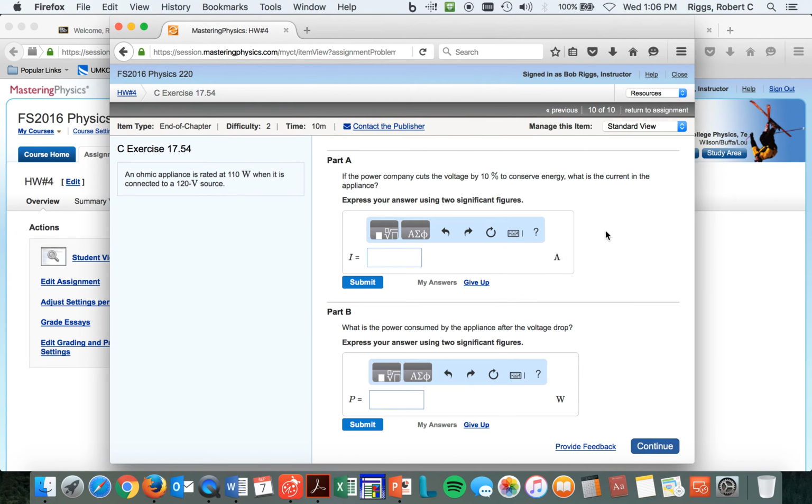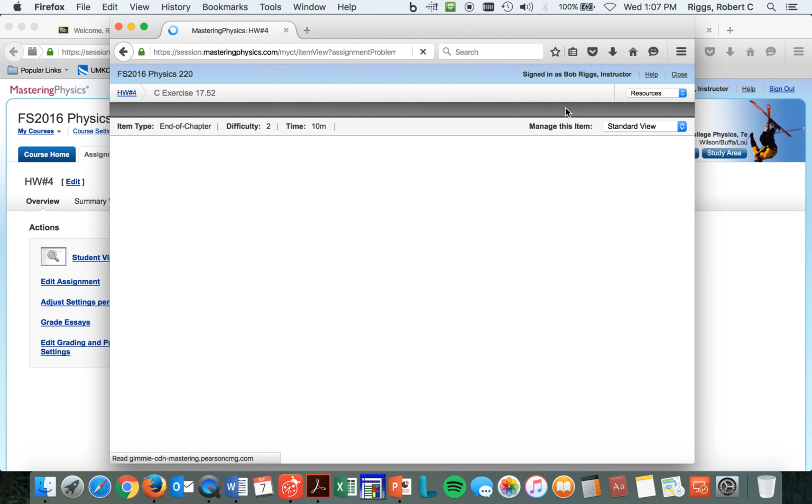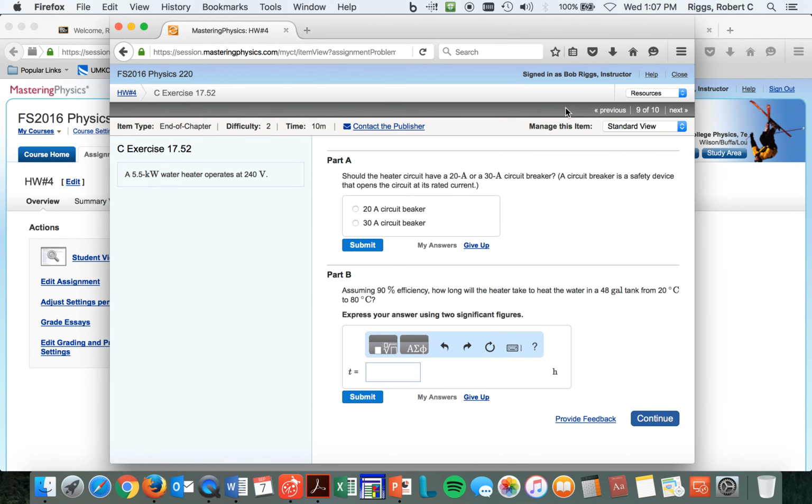An ohmic appliance is rated at 110 watts when it is connected to a 120 volt source. If the power company cuts the voltage by 10% to conserve energy, what is the current? What is the power consumed? So that's all relatively easy. They cut the voltage by 10%, so your voltage out of the house is going to be 108 now. But that wasn't the problem I'm looking for. So again, Riggs is stumbling around looking for the problem he wants to teach you all about.